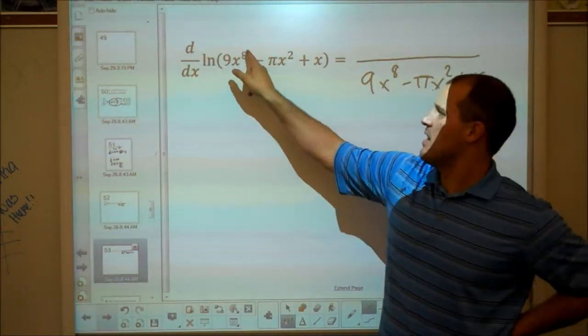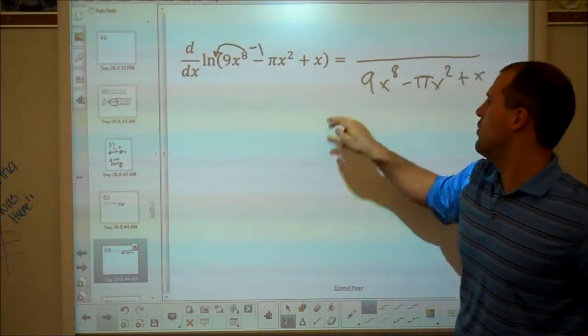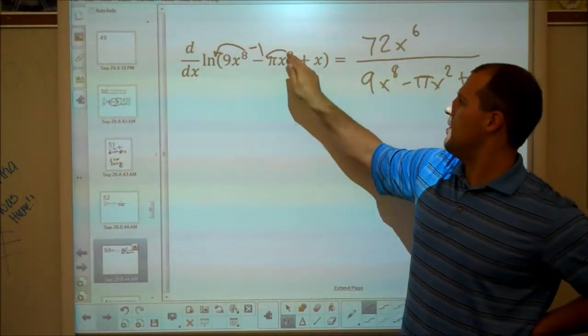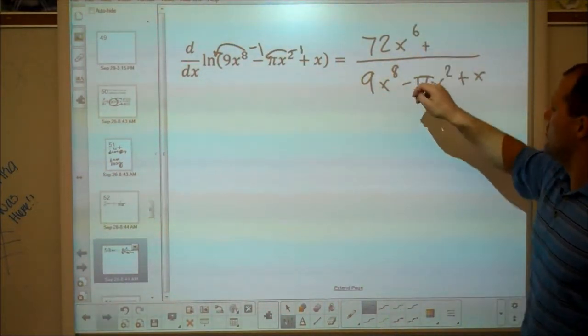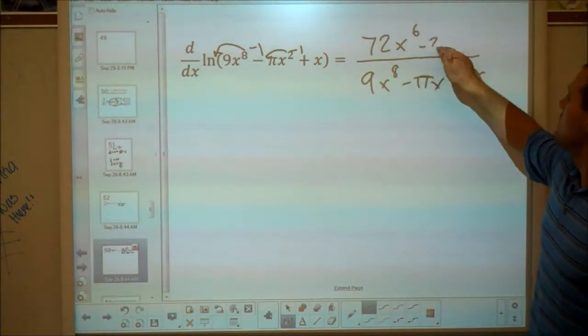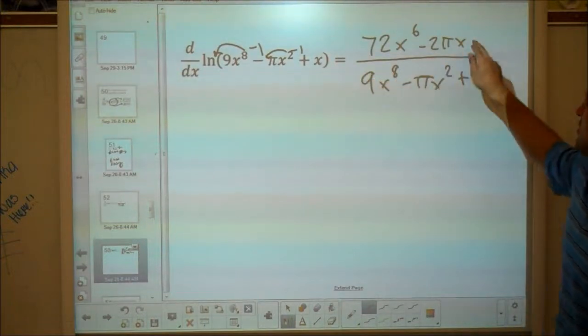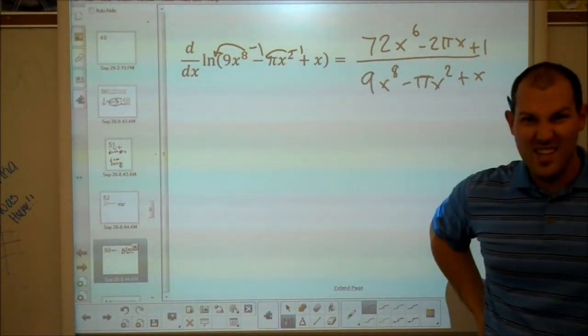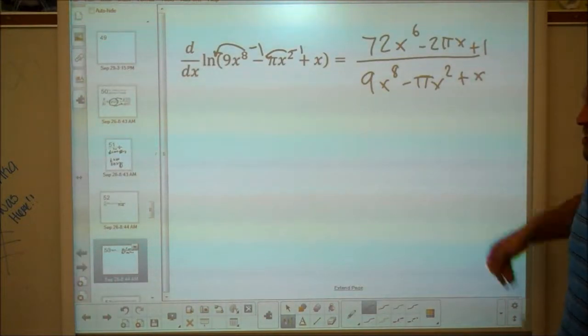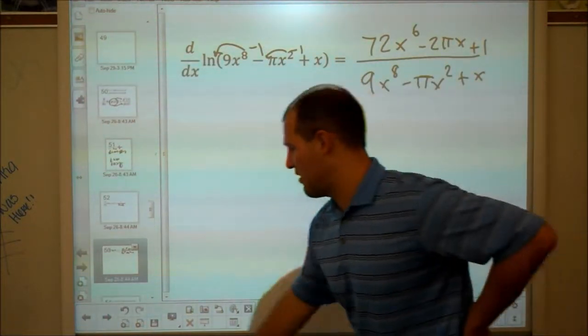Derivative on top. Bring the 8 down, subtract 1, so you get 72x to the 6th. Bring the 2 down, subtract 1, minus 2 pi x. Derivative of x is 1, so plus 1. It's done. We don't even need to simplify it. Well, here there's really not much we can do, but that's all done. We've demonstrated an understanding of calculus.